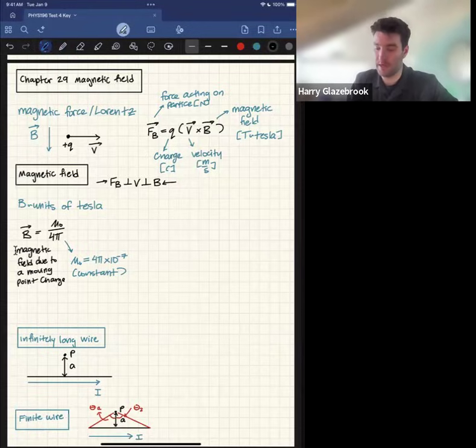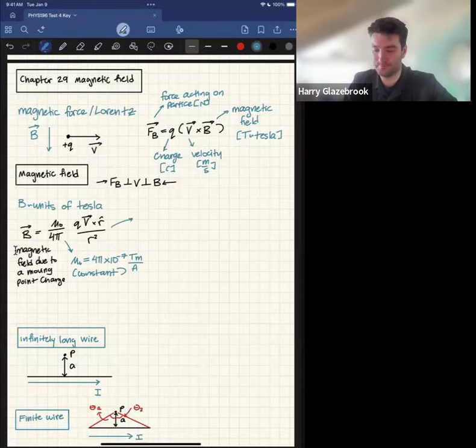So we have mu naught over 4 pi, and then Q V cross R hat over R squared. Again, I know this is a lot. You're not going to have to use this. Just sort of write it down. I'm also going to give you the units for mu naught. It's Tesla meter per amp. Just going to put it there.